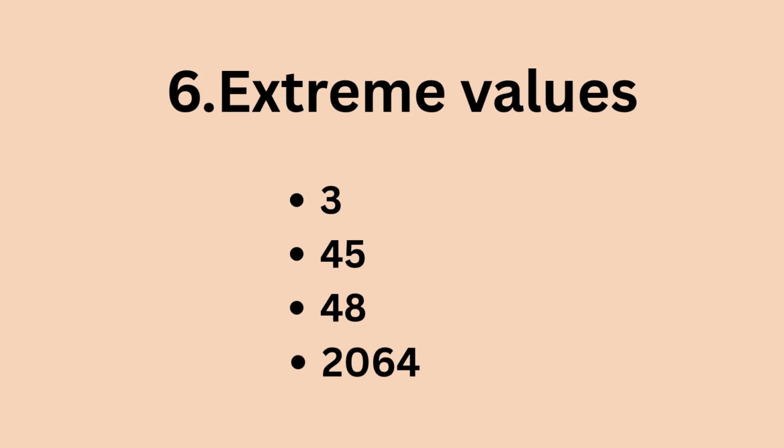Now the next technique is extreme values. Suppose for a question, you get options like 3, 45, 48, 2064. You can find that the fourth and the first options are extreme to each other. So definitely we will eliminate the first and fourth options, and the answer lies between the second and third options because they are near to each other. So like this you can eliminate the extreme values.